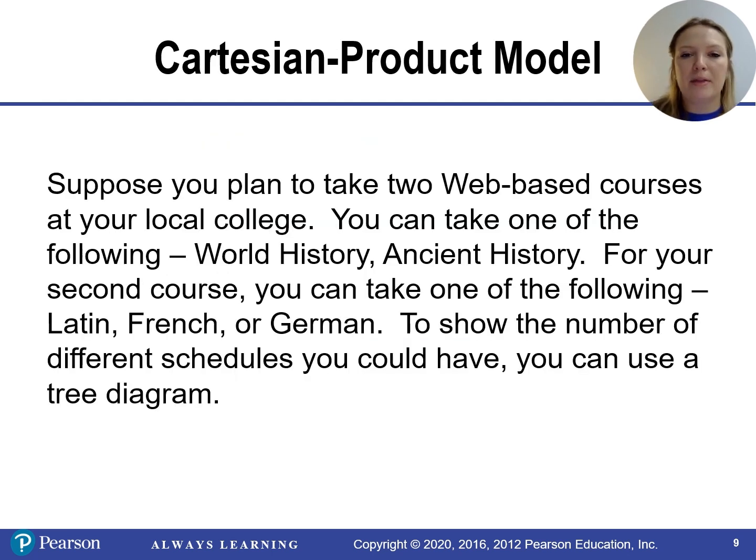Alright, and then one more way we can think about multiplication is the Cartesian product model. So take this example. Suppose you plan to take 2 online courses at your college. You can take world history or ancient history. For your second course, you can take Latin, French, or German. To show the number of different schedules you can have, we can use a tree diagram. A tree diagram is going to help us think about combining the options that we have between our first class and our second class.